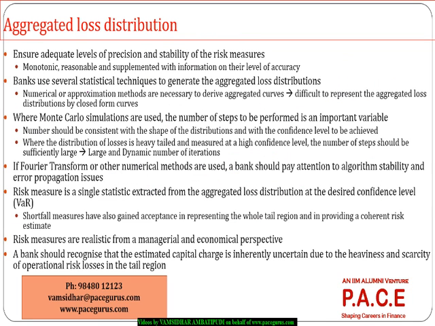Then once the individual ORC losses are identified, comes the aggregation of the same. During this aggregation, the supervisory guidelines talk about ensuring that precision and stability exist with the risk measures. The rules of any coherent risk measure, if you recollect, are that they should be monotonic, supplemented with information on the level of accuracy.